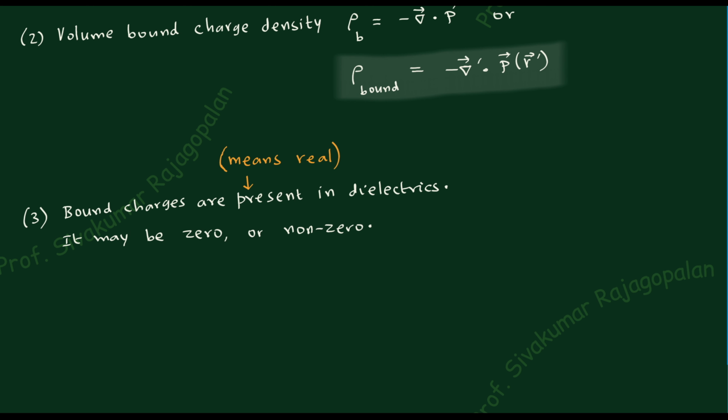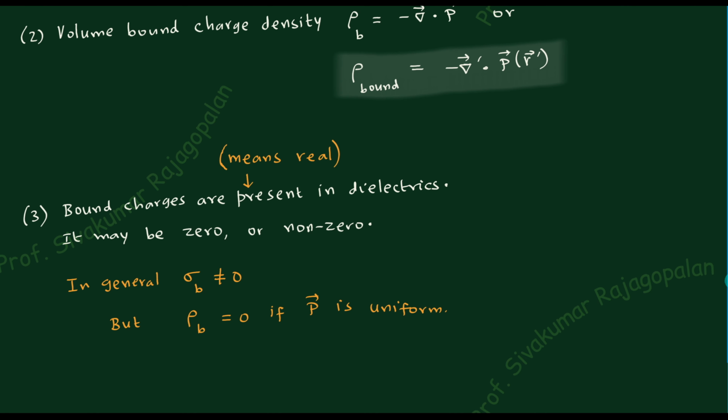See, usually what happens is when the polarization is uniform, the surface charge density is not equal to zero. So these are some special cases. Let me write down that sigma b, the so-called surface charge density, is not zero, but the volume charge density will be zero. So when the material is uniformly polarized, this kind of special situation happens. Otherwise, everything is not equal to zero.